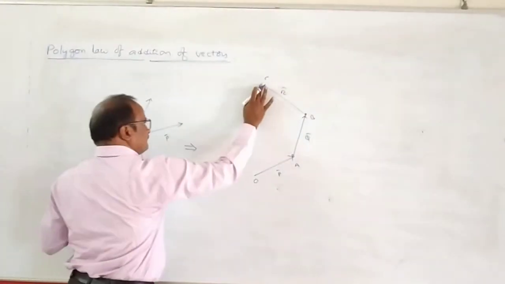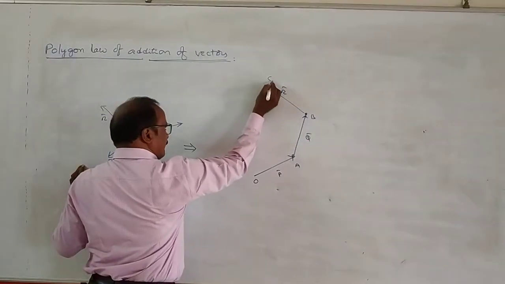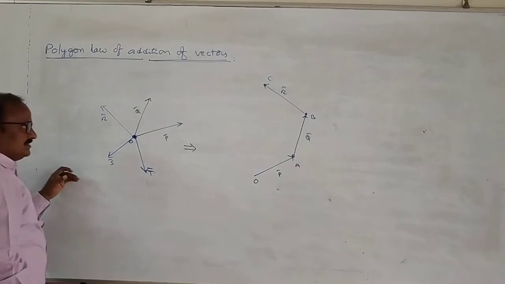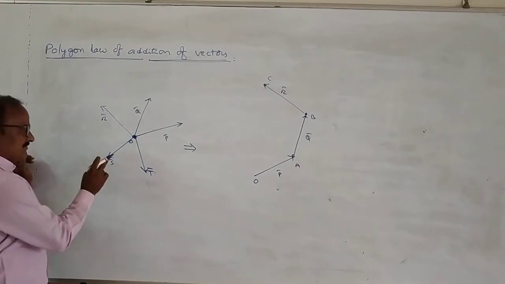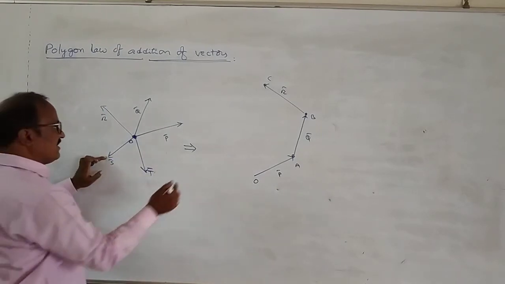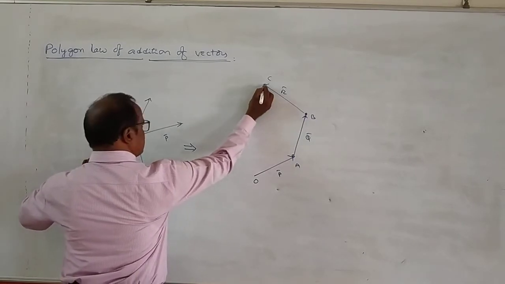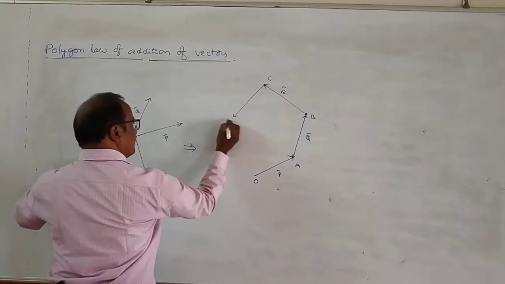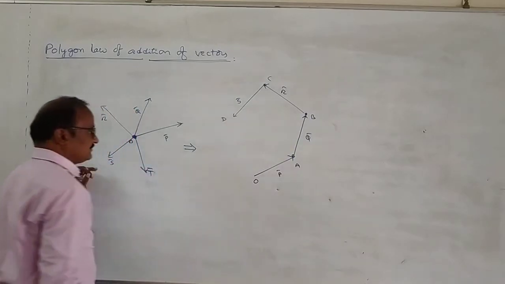Similarly, from the head of the third vector, let us join the initial point at the tail of the next vector. This is the tail of the next vector. CD bar is equal to S.